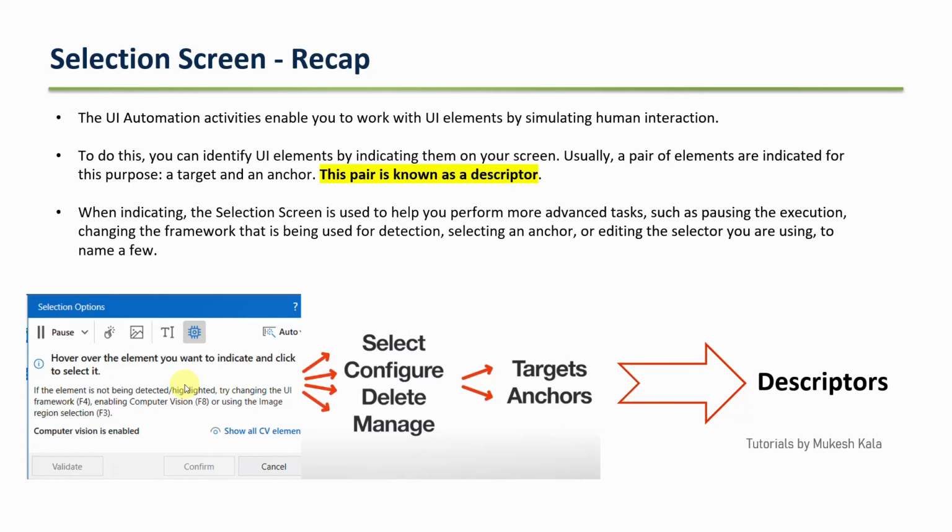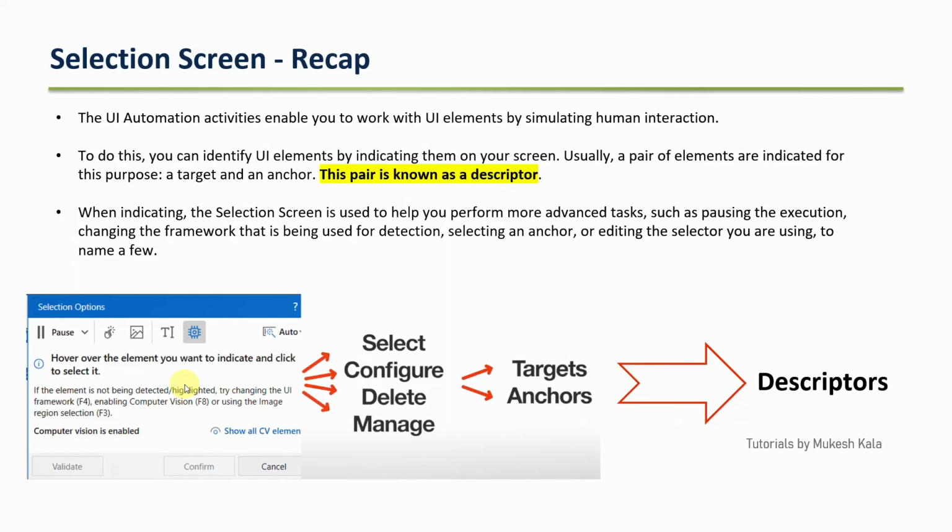And whenever we attempt to do something on screen, with UI automation, the modern design experience gives us something called the selection screen, right? And we have seen that we can do a lot of things in the selection screen. We can select, configure, delete, manage, and this complete selection screen we have seen in a step-by-step manner. And this generates the target and the anchor, and this combination is called the descriptor, right?